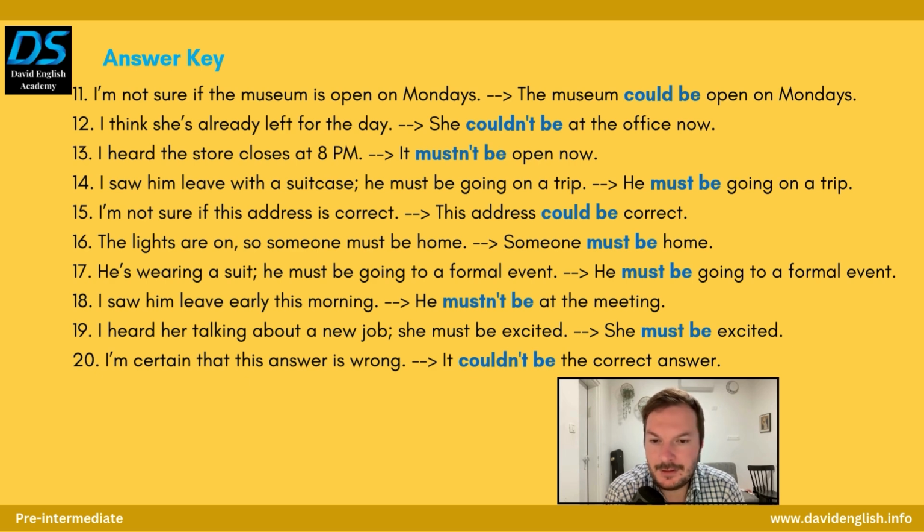16, the lights are on. So someone, what do you think? The lights are on, so someone must be home. 17, he's wearing a suit. He must be going to a formal event. 18, I saw him leave early this morning. He mustn't be at the meeting. 19, I heard her talking about a new job. She must be excited. 20, I'm certain that this answer is wrong. It couldn't be the correct answer.